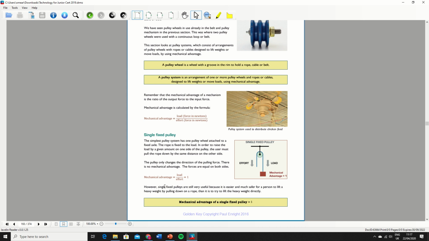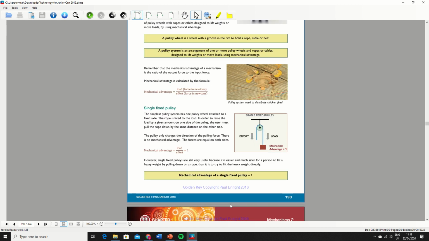However, single fixed pulleys are still very useful because it is easier and much safer for a person to lift a weight by pulling down a rope than it is to try and lift the heavy weight directly. So if you wanted to pick up a heavy weight from the ground, it's tougher to do that than it would be to attach a rope, attach it to a pulley, and then just pull the rope down, and you'll be able to lift it quite easily. Where mechanical advantage is concerned, you just have to know the mechanical advantage of the single fixed pulley wheel. You just have to know it. For a single fixed pulley wheel, the mechanical advantage is always 1, okay?